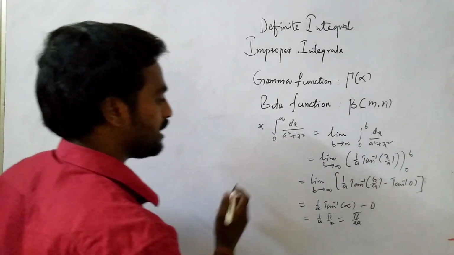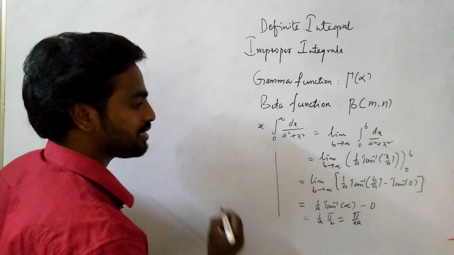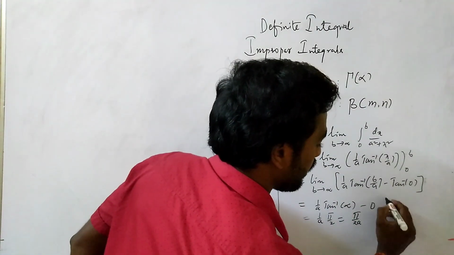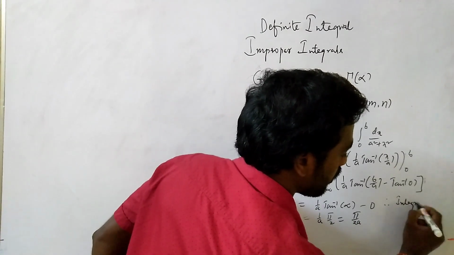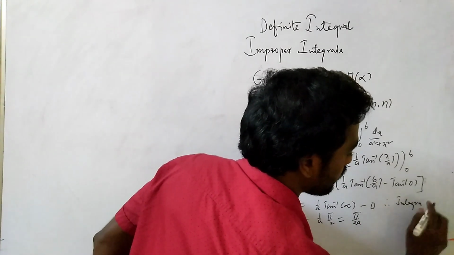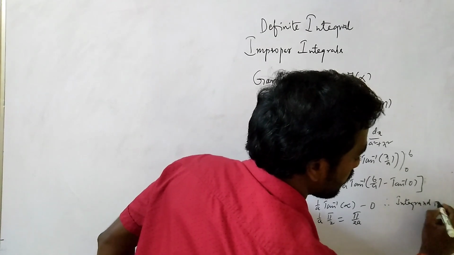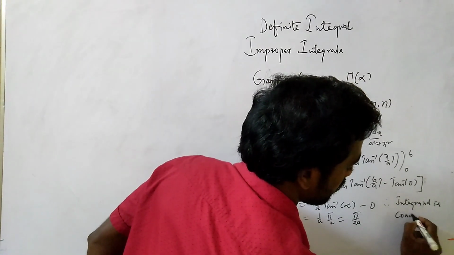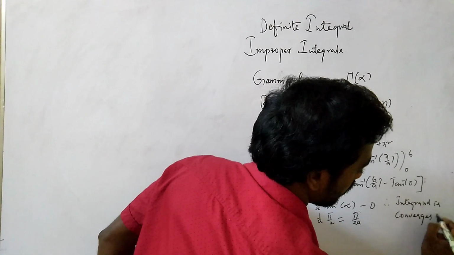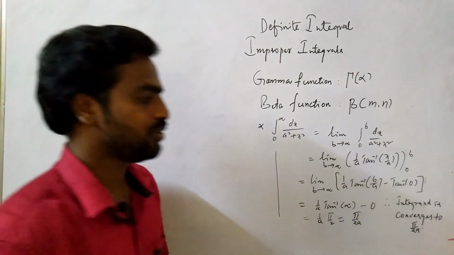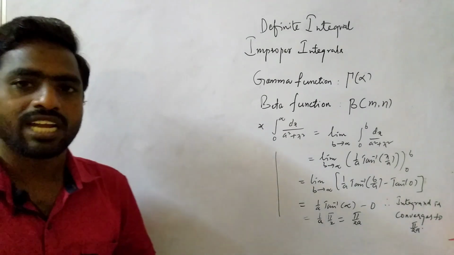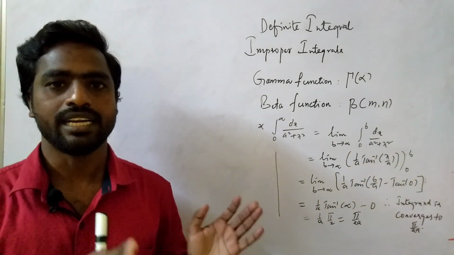So we can say directly which is the convergent or divergent. Yes, which is the convergent. We can write therefore the given integrand converges to pi by 2a. If it is not convergent, which is the divergent.